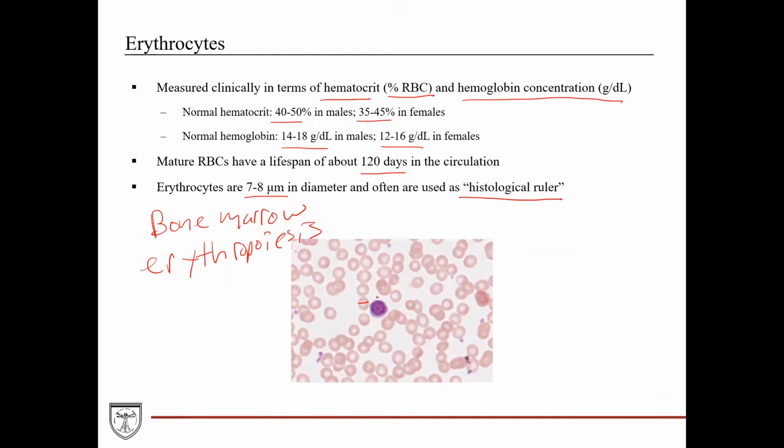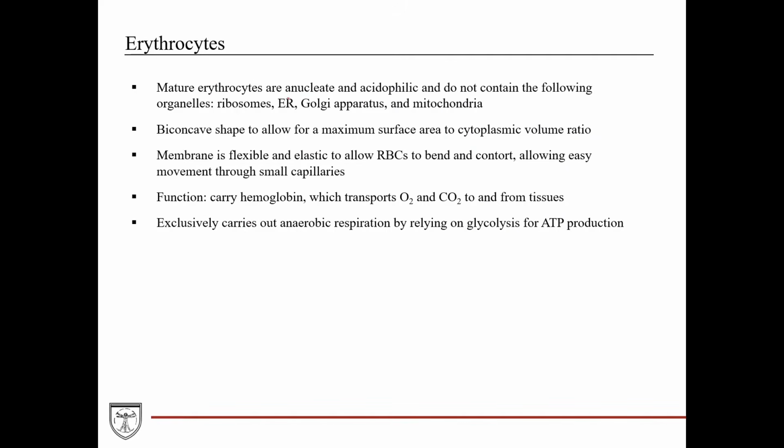So mature erythrocytes are anucleate, meaning they don't have a nucleus, and acidophilic. That's what gives them that eosinophilic appearance, that reddish pinkish appearance. They also do not contain many of the organelles you see in other cells. So they don't have ribosomes, they don't have endoplasmic reticulum, they don't have a Golgi apparatus, and they don't have mitochondria. They have a biconcave shape, which would look something like this.